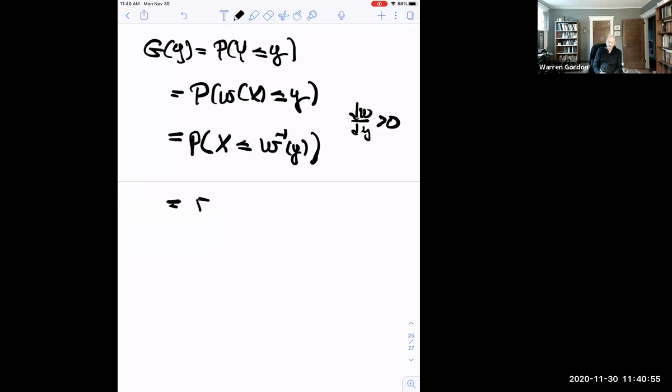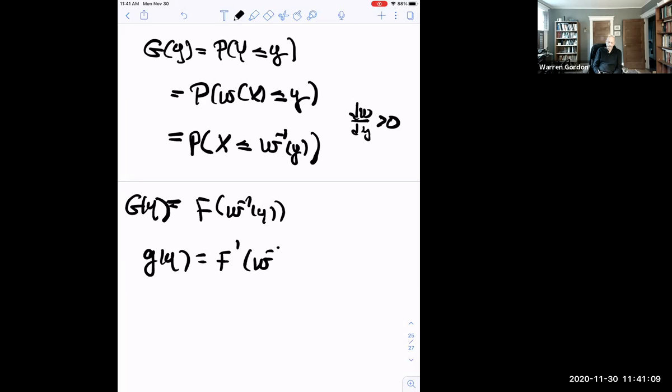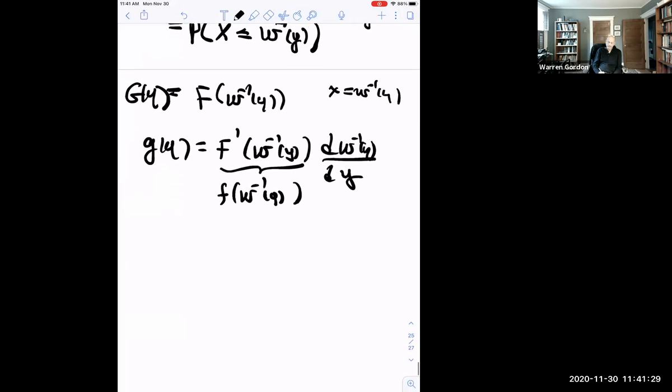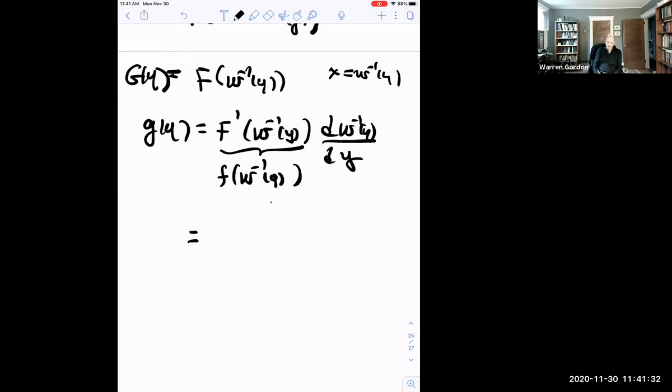But by definition, this is f of the inverse function of y. So this is g of y. If I differentiate, I get f prime of w inverse of y times dy. And this, of course, is just f of w inverse of y. And by the way, when I solve, I get x equal w inverse of y. Let's not forget that. So in fact, I get the result I want. This is the way I wrote it in the theorem, but I could have written it this way.